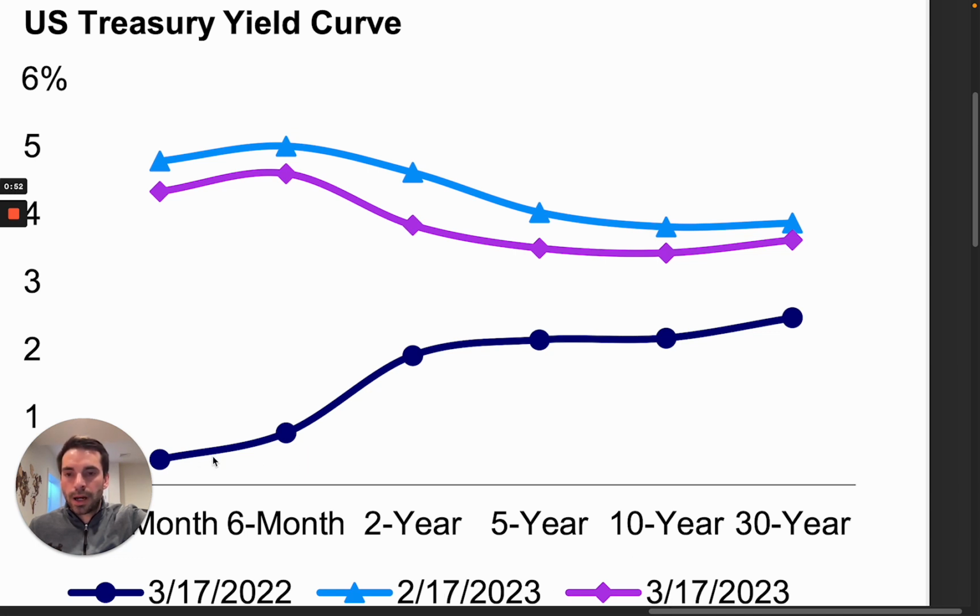So this dark blue line, this was the Treasury yield curve a year ago. So it kind of looked as it should. Shorter term rates were below where longer term rates were. And the shorter term rates are what the Fed actually controls. So when they're talking about raising the Fed funds rate, they're talking about raising the short term borrowing rates, which affects the shorter term Treasury market here.